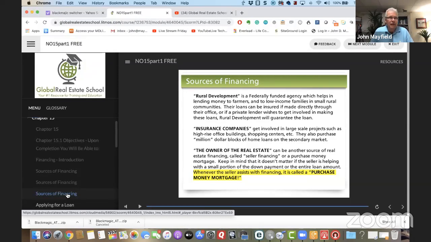Anytime the seller helps with financing, we call that a purchase money mortgage. Seller financing could be an installment contract like we talk about, which is a contract for deed or a vendor's contract. But with an installment contract, the seller can also finance.